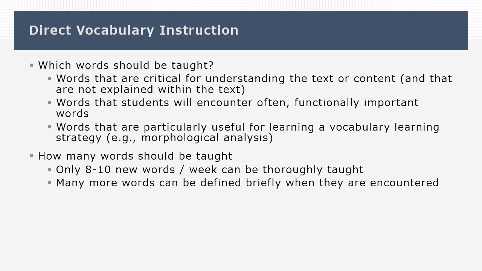In addition to figuring out which words should be taught, you also have to keep in mind that for direct instruction, you need to be selective because kids can really only master about 8 to 10 new words each week. That is 8 to 10 words that are thoroughly taught throughout the week. More words can be defined briefly when they're encountered, so it's not that you ignore all other vocabulary, but you have target words that you want children to master by the end of the week.